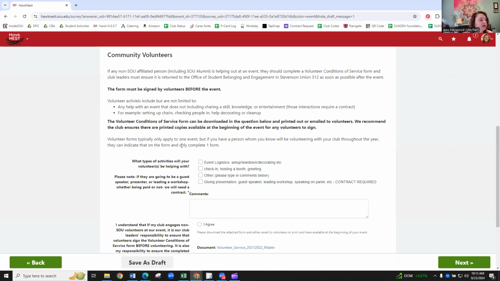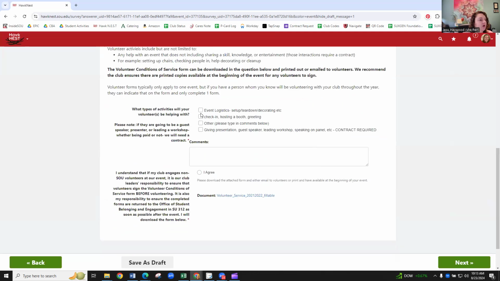The next piece, we click community volunteers. So there's lots of questions on what they are helping with. If you click giving a presentation, that is going to pop up that you do need to do a contract instead. So read over the information and make sure that you understand that any volunteers need to fill out the volunteer service form, which is essentially an assumption of risk form for volunteers. They can fill one out for an entire term if they work with your club regularly. So keep that in mind if you've got people in the community that work with your club.